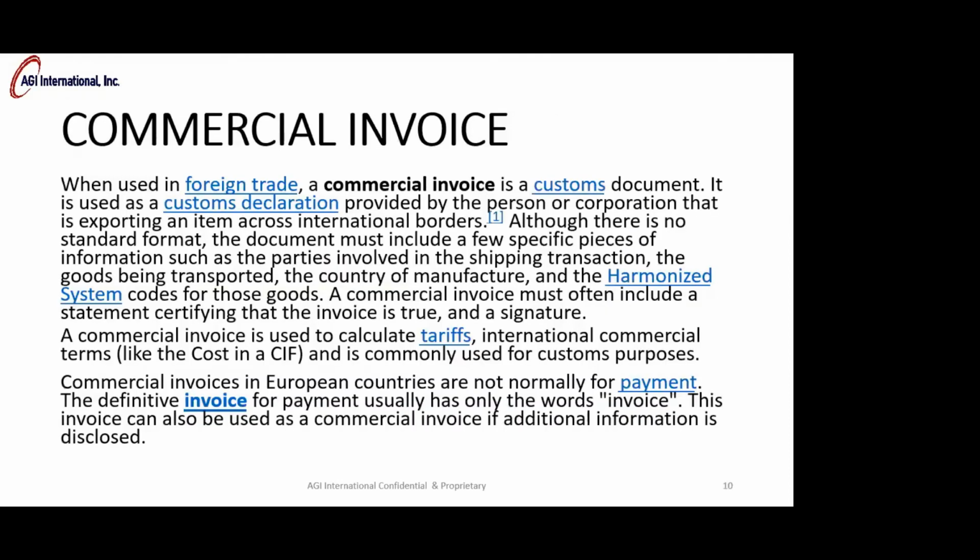The commercial invoice. Of course, this is a term that's used mostly in the United States. They call other things in other places. But this is what customs use to declare what you're trying to move from point A to point B across international borders. Although there is no standard format, and you'll see each country doing it a little differently, the documents must include the specific pieces of information for the parties involved in the shipping transaction, the goods being transported, the country of manufacture or country of origin, and the harmonized system codes, which is something that's only used in certain parts of the country. And we don't fall into that very much.